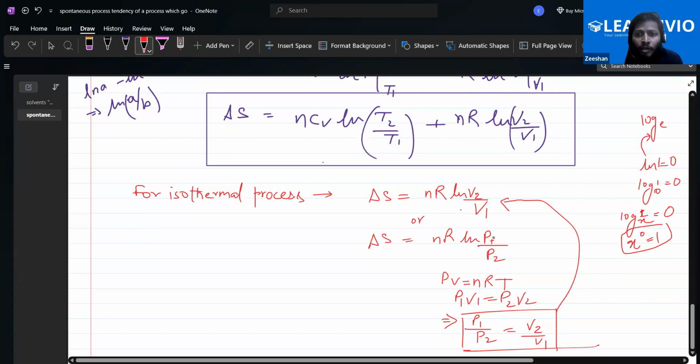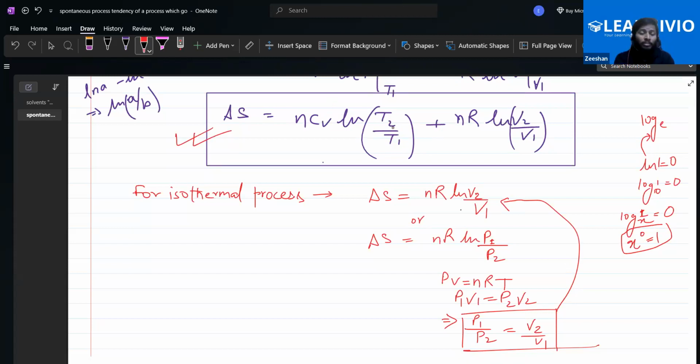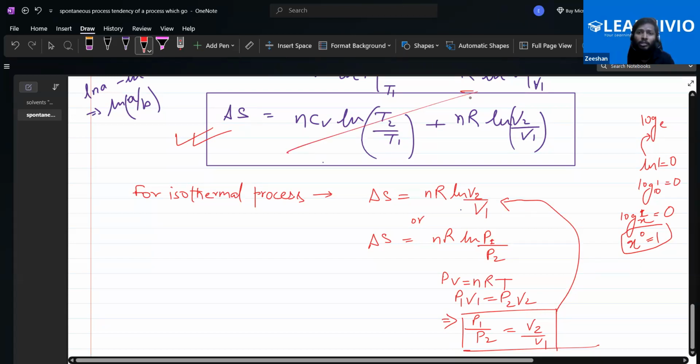We don't have to remember each and every formula. We have to remember this formula. If you remember this formula, you will see, this is an isothermal process, means temperature is not changing, means T2 will cancel out T1, right? So this will cancel out, then the whole of this will become zero.